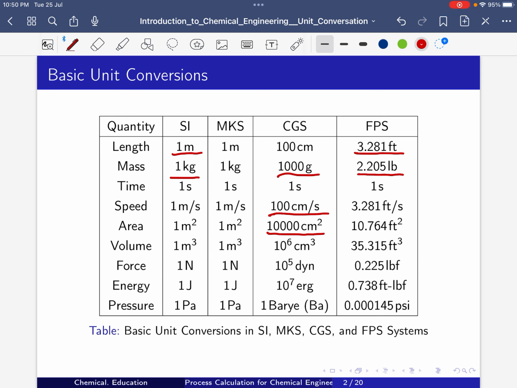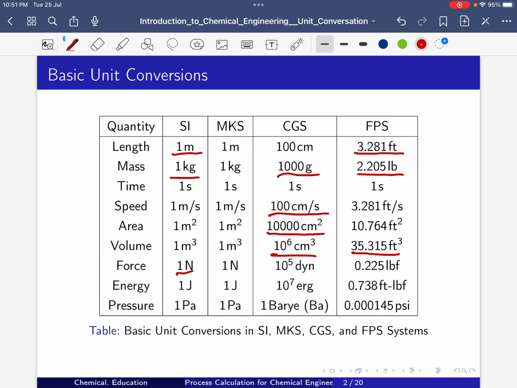Volume: the SI unit is meter cube. 1 meter cube is equal to 10 to the power 6 centimeter cube. We know 1 meter is equal to 100 centimeter, so 1 meter cube means 100, 100 and 100, that will be 10 to the power 6 centimeter cube. And in FPS, we know that 1 meter is equal to 3.281 feet, so we have to just cube it, and that will give 35.315 feet cube.